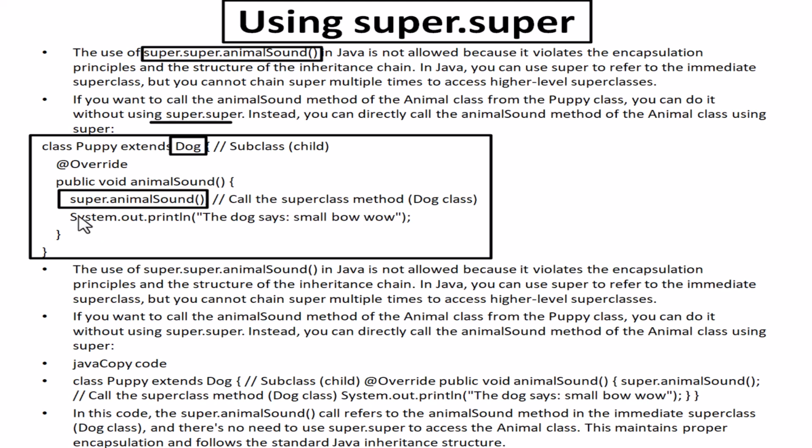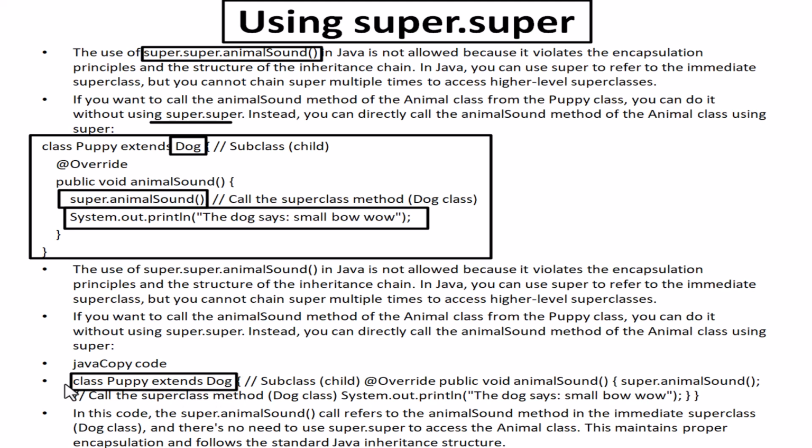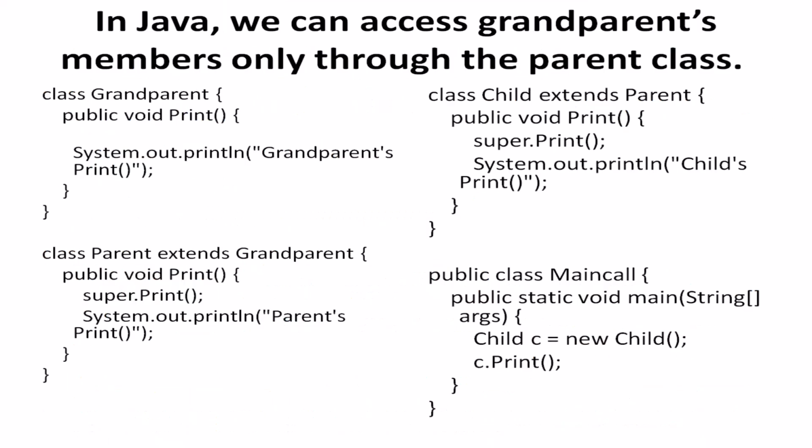So similarly, System.out.println, so the dog says the particular bow-wow, so that will be printed on the screen. The use of super.animalSound is not allowed because it violates encapsulation. Here you can achieve this by using the inheritance mechanism, using the keyword super, so that you can get the superclass data members and methods. It can be accessed by using super whenever both the methods have the same name. In Java, we can access grandparent members only through the parent class.